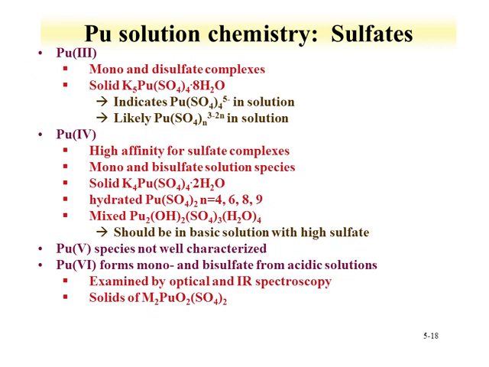A range of plutonium sulfates have been evaluated, including plutonium-3, where you get mono and disulfate complexes. The solid potassium plutonium sulfates with water have been prepared. Plutonium-4 has high affinity for sulfate complexes. Again, both mono and bisulfate complex solution species have been formed. The plutonium-5 species is not well characterized, and like the plutonium-4, the 6 forms the mono and bisulfate from acidic solutions. And this compound has been examined by both optical and IR spectroscopy with solid plutonium species produced.